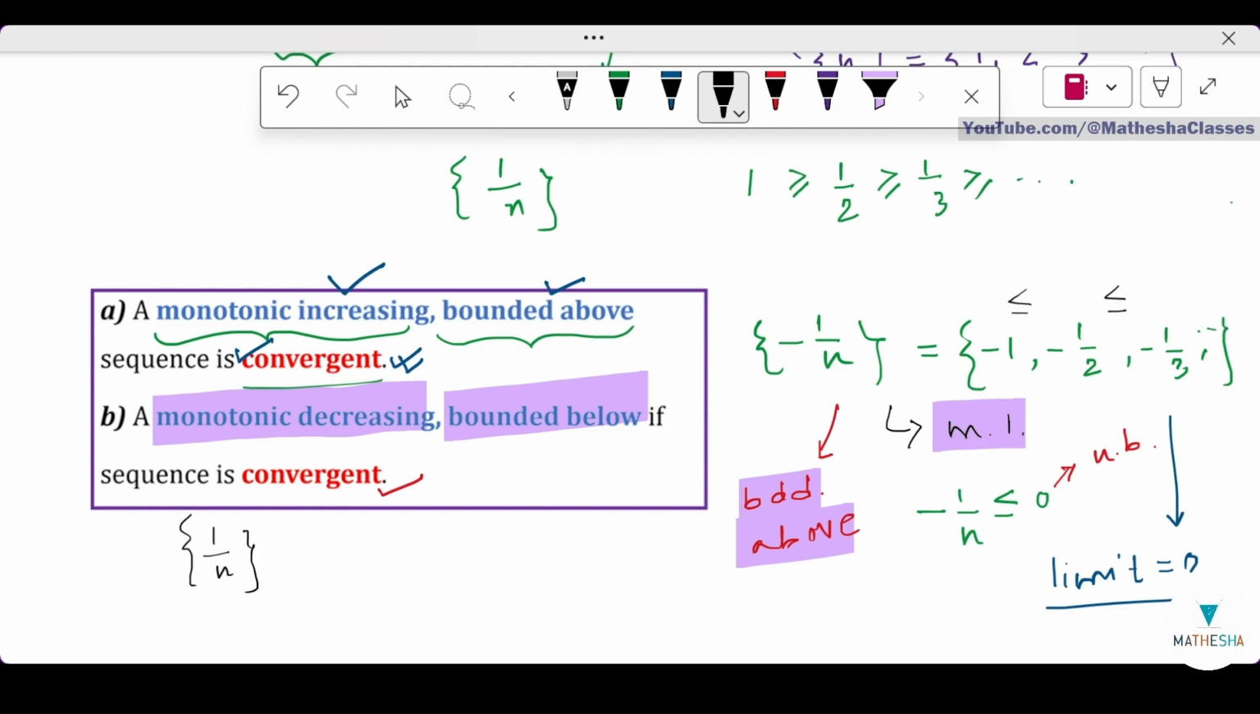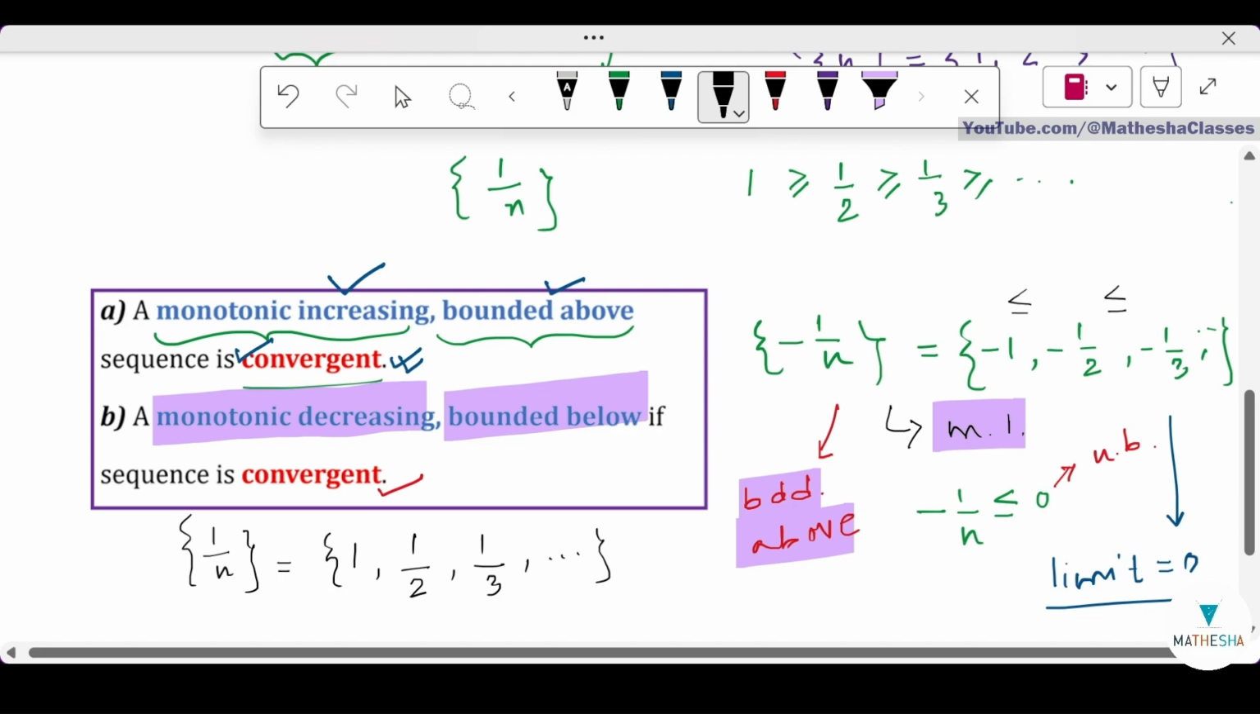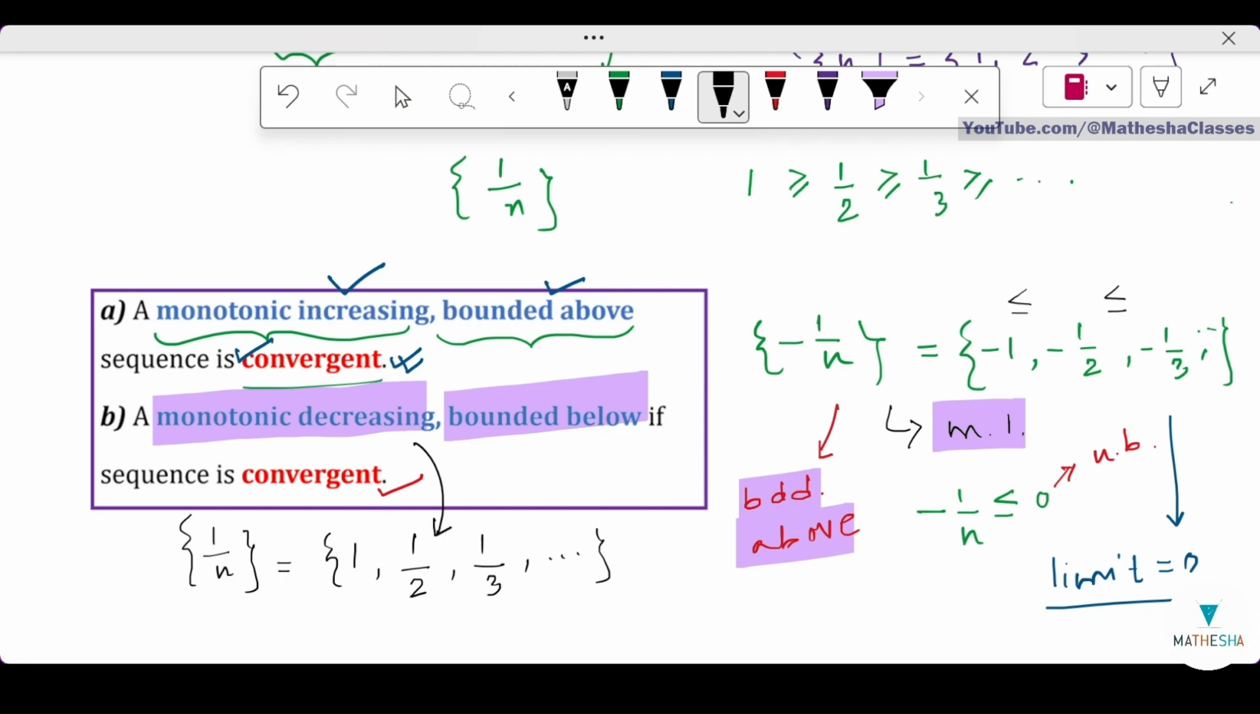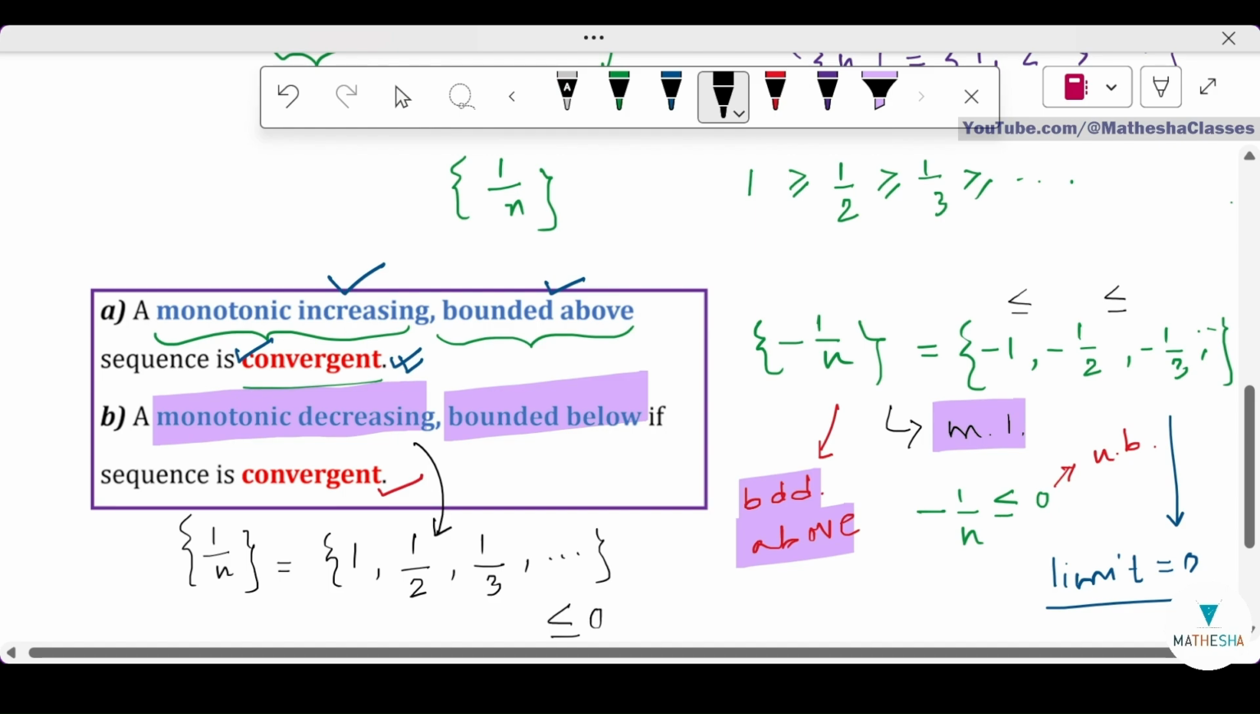1 by n is a monotonically decreasing sequence. क्यों? उसका first term है 1, second term है half, third term 1/3. So we can see that the values are decreasing as n increases. So definitely this is a monotonically decreasing sequence. Again, आप कुछ भी term ले लीजिए 1, half, 1/3, everything is less than or equal to 0.